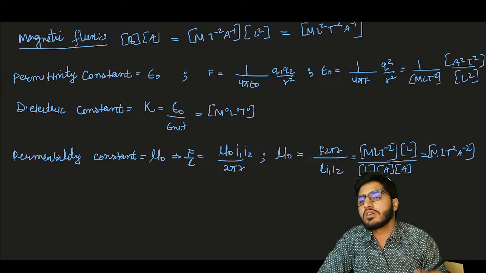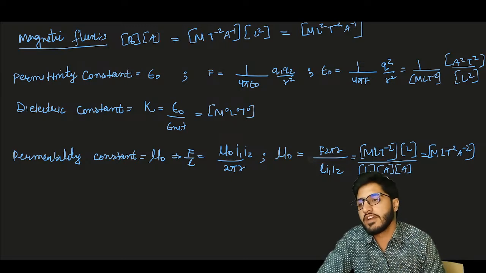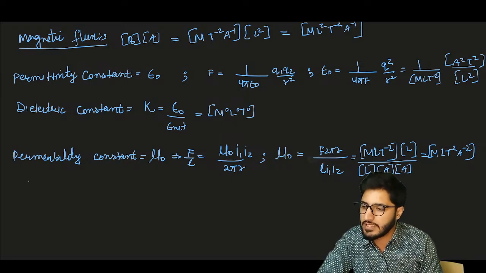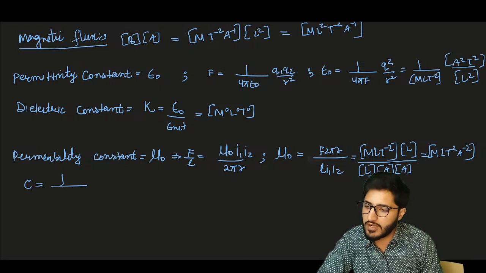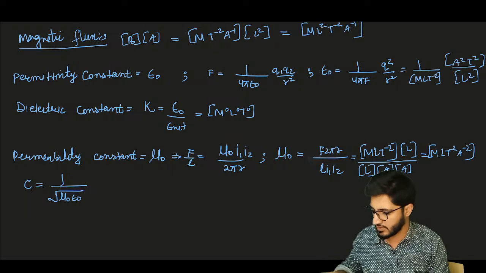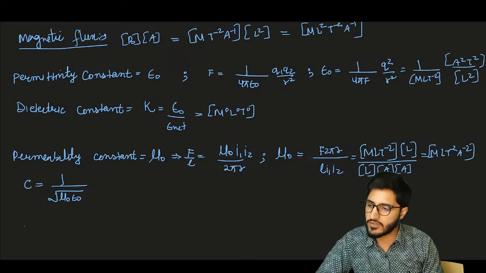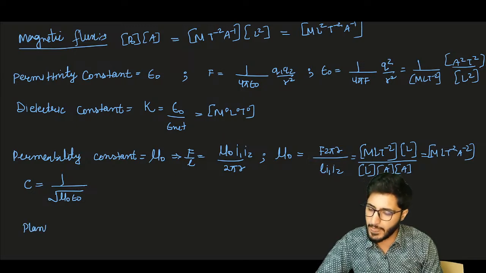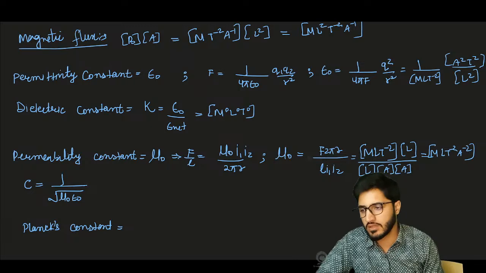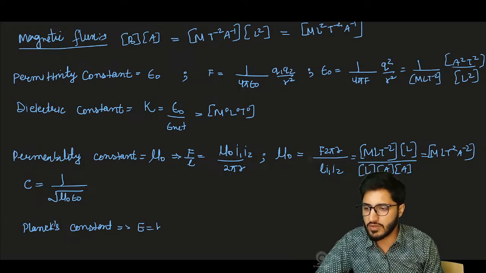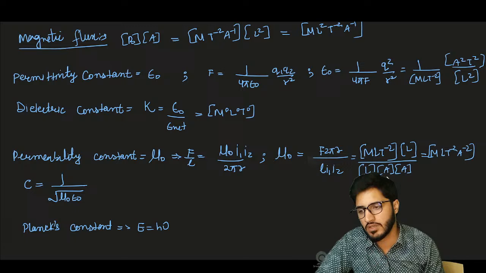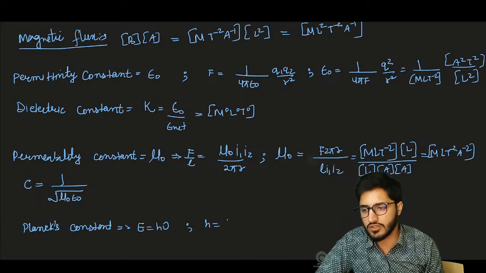We are having one more way to get it now. How? Because we know that c, the speed of light, is equal to 1 divided by under root of epsilon naught mu naught. Also from this equation we can get the answer. One last, we are having Planck's constant. It is E is equal to h nu. So that means h is equal to E by nu.